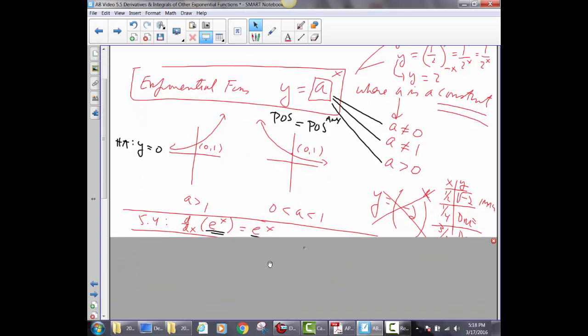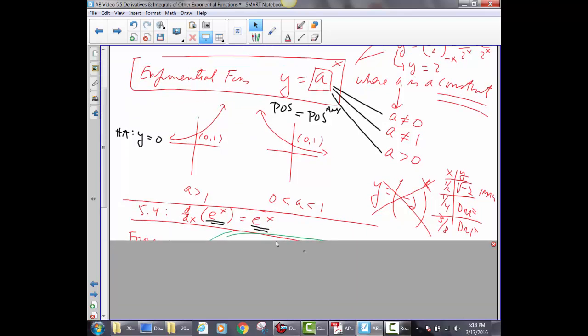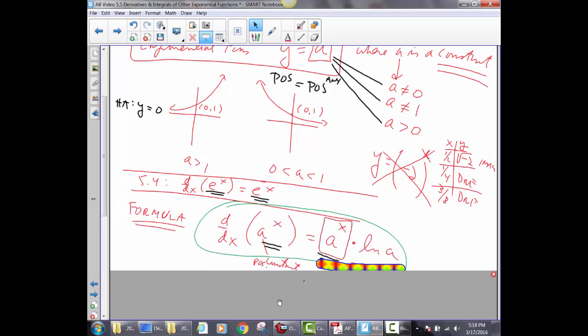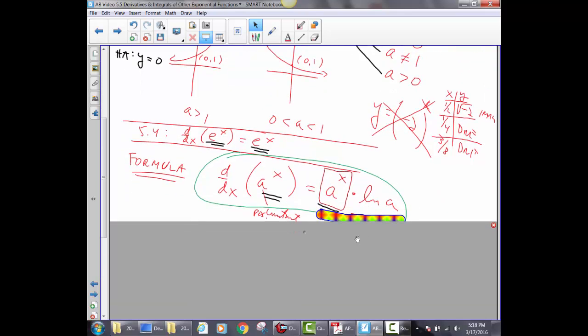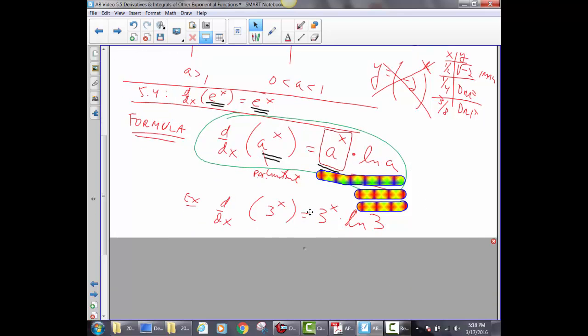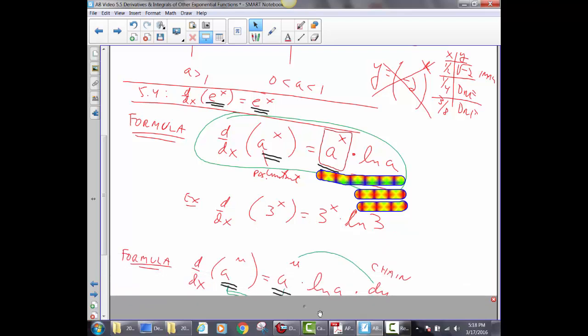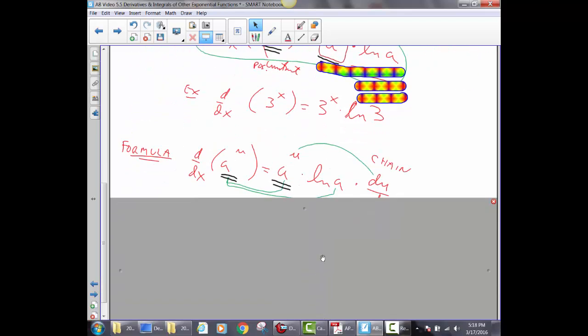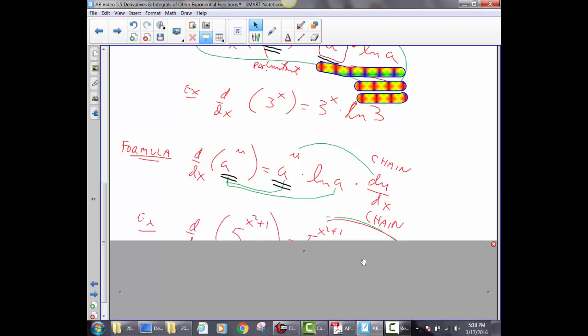Okay, just as a recap, remember we learned in 5.4 that the derivative of e to the x was e to the x. This is a very similar formula. The derivative of a to the x is a to the x times ln a. If you did replace the a by e, it would be e to the x times ln e, and of course ln e is just 1. So the derivative of 3 to the x is 3 to the x times ln 3. The formula is the derivative with respect to x of a to the u is equal to a to the u times ln a, and then, of course, times the chain rule.